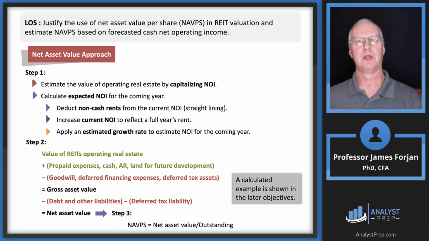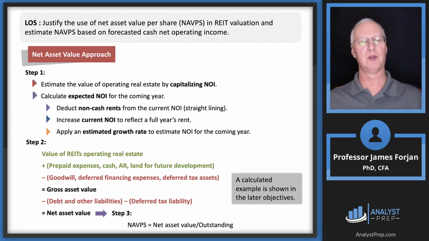All right, how about the use of net asset value per share in REIT evaluation based on forecasted cash net operating income? So we know about net asset value from Level 1, and you know about net asset values from all of your investments in mutual funds. And so we're going to do something similar here. Estimate the value of operating real estate by capitalizing the net operating income. So we're going to deduct non-cash rents. We're going to increase current net operating income to reflect the full year. And then we have to come up with some kind of a growth rate.